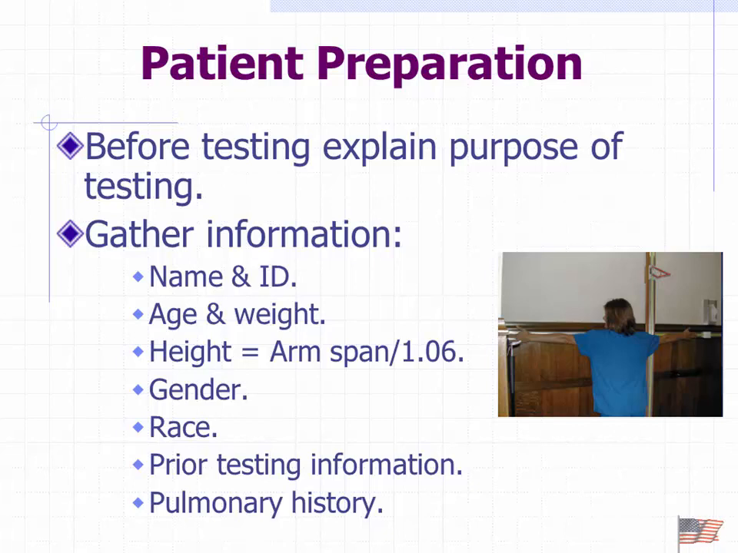And again, you can use your arm span divided by 1.06 to give you a pretty close approximation. Why would I want to do that? I've got a double below-the-knee amputee. How tall were you? No, we can't do that. We're going to measure that.